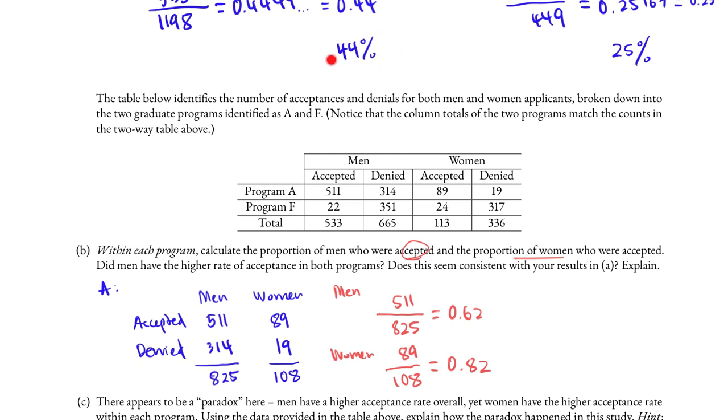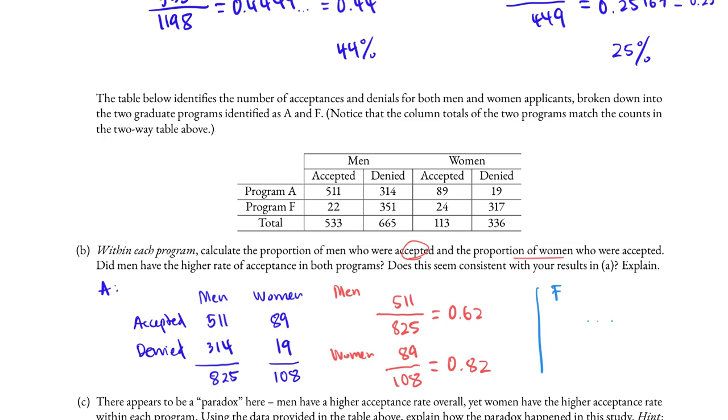What is surprising in this case is that earlier, before we broke down the data, we saw that there was a higher percentage of men who were accepted than women. But after we broke it down to its individual programs, for program A, we see that a higher proportion of women got accepted. You should go ahead and do the same thing for program F as well.